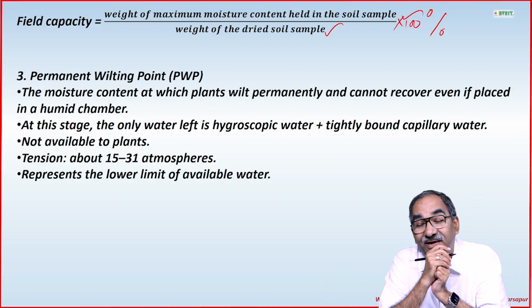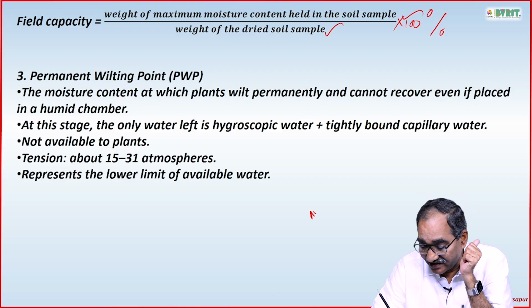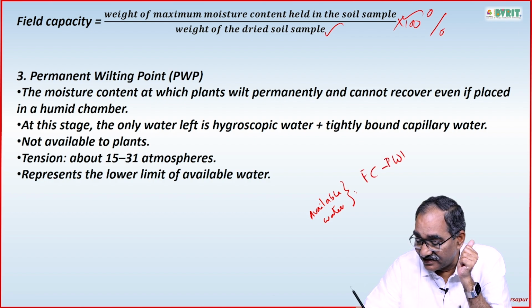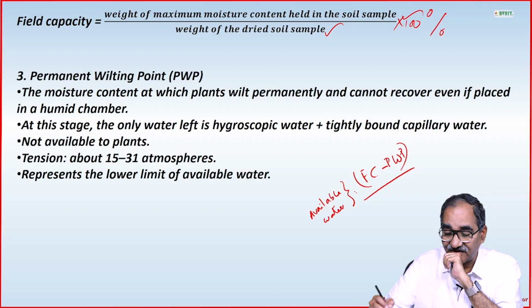Then what do you mean by permanent wilting point? Because we said that the available water is equal to field capacity minus permanent wilting point. This is what we mentioned. So what is that permanent wilting point?